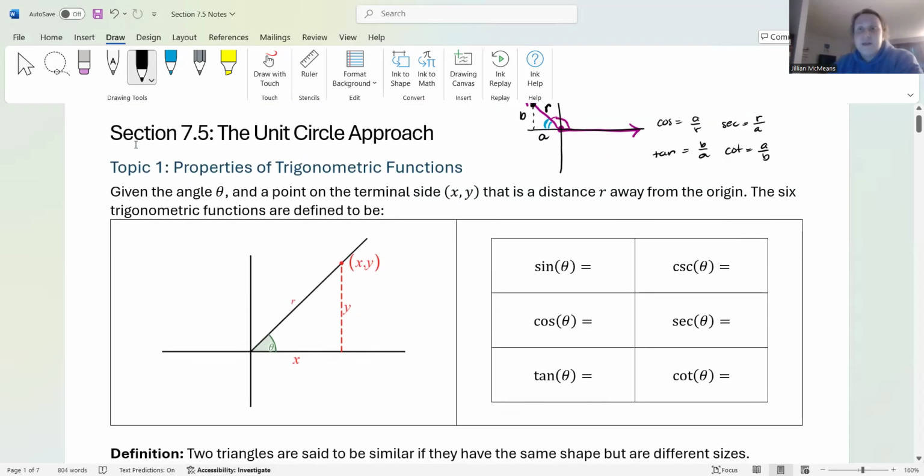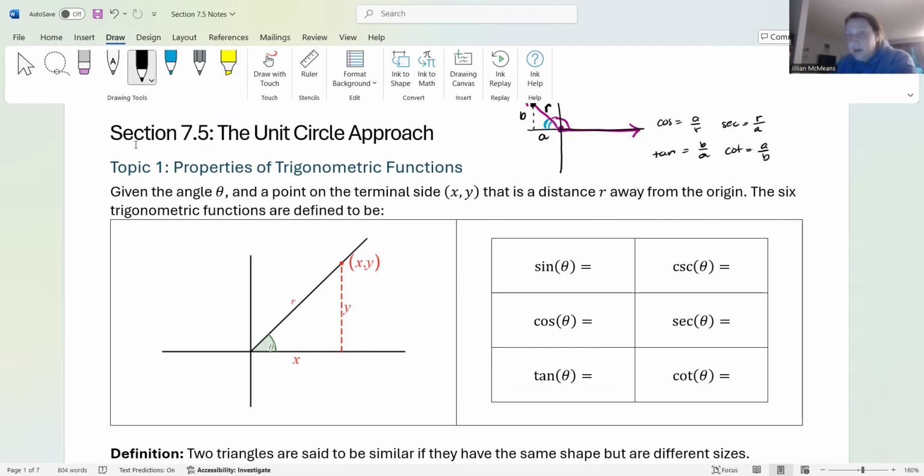Okay, so it says given the angle theta and a point on the terminal side, we're going to call that point xy now. Before we called it AB because we had the adjacent side and the opposite side, and we're used to drawing right triangles with sides A, B, and C. Now we're just going to admit we're in the Cartesian plane, it's xy. So we have a point xy on the terminal side that is a distance r away from the origin. The six trigonometric functions are defined to be the following.